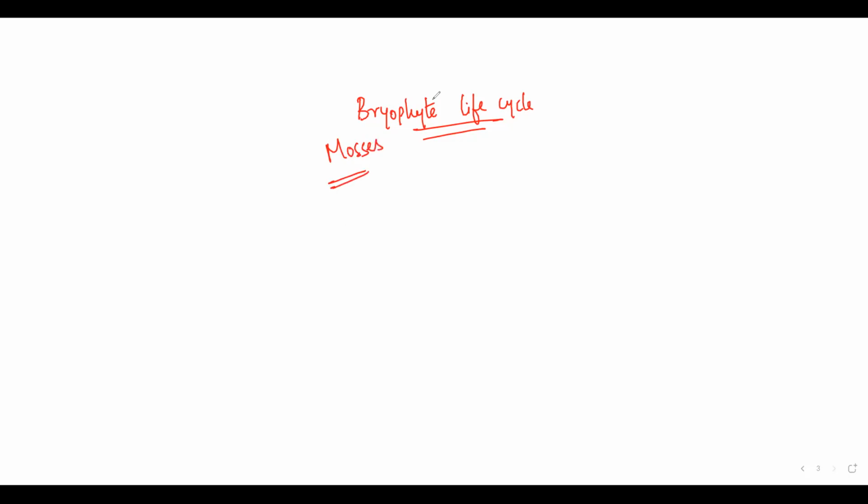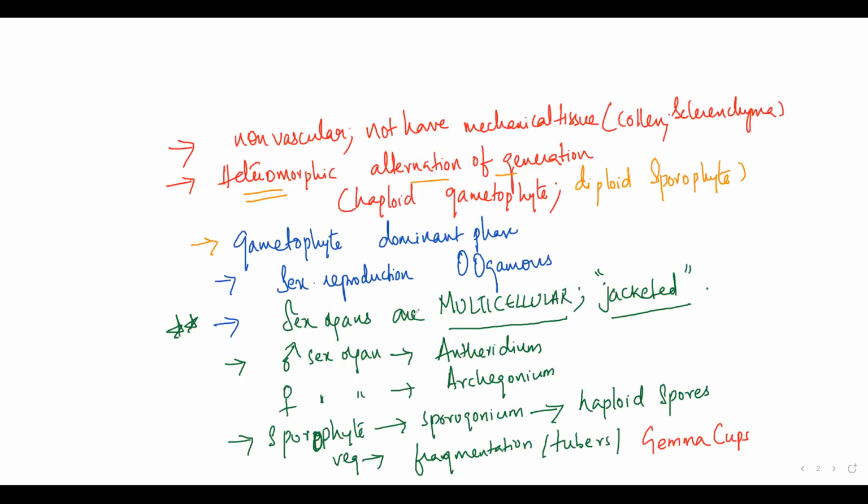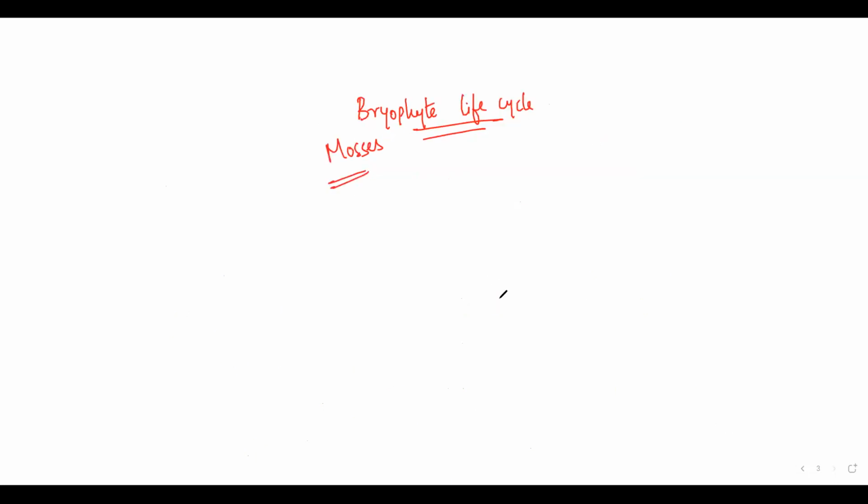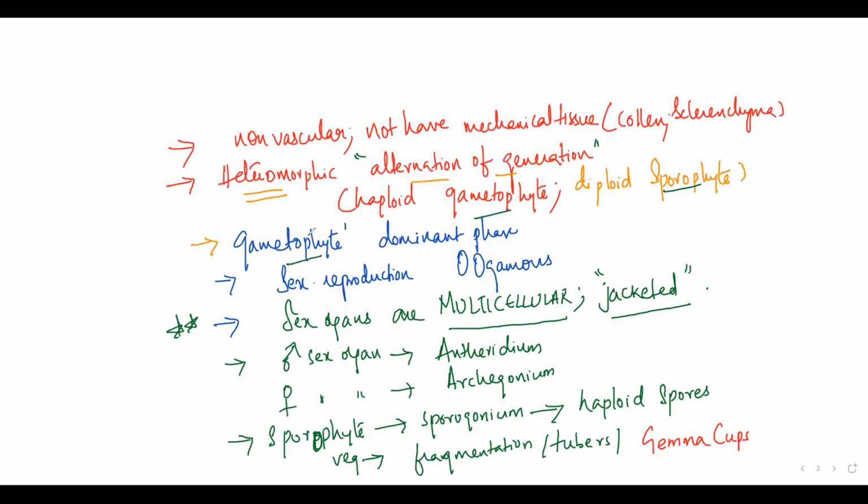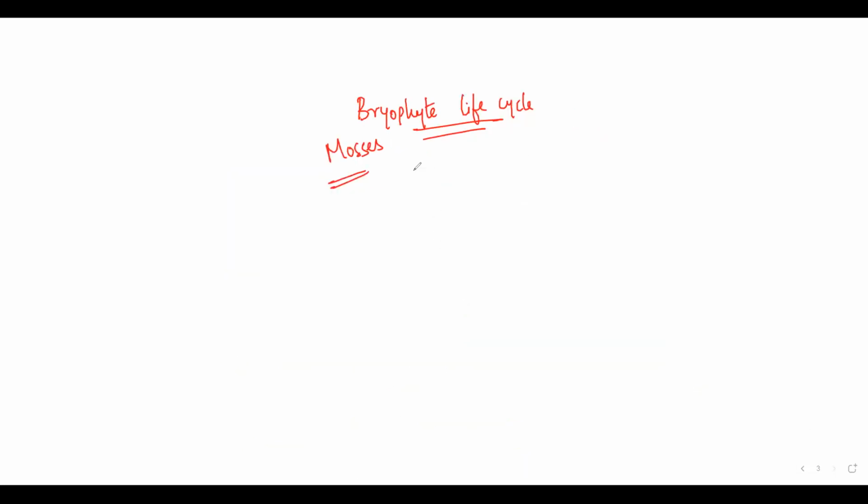Children, I told you that they are going to have two stages, right? They show alternation of generations. They show a haploid gametophyte and a diploid sporophyte, right? What is the dominant phase I told you? The dominant phase is going to be the gametophyte. Since it is dominant, I'll take it above. So I'm writing the dominant phase here, the gametophyte.